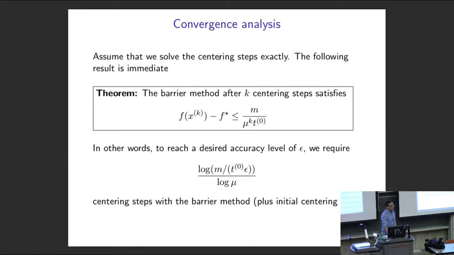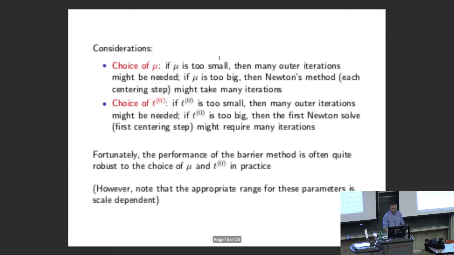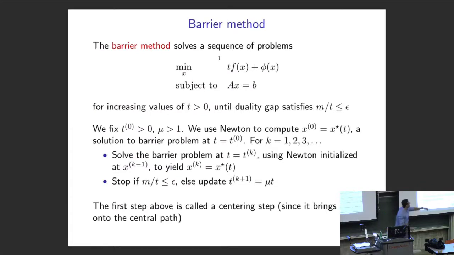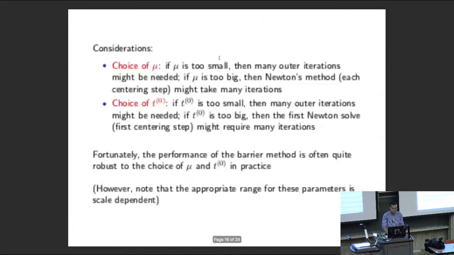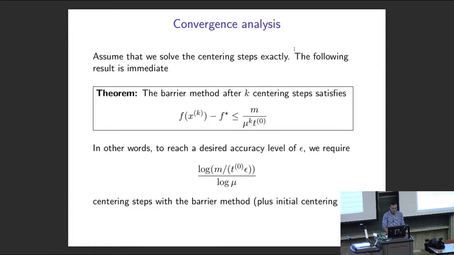Let's suppose that I can solve all of the centering steps. So that means each one of these Newton's method calls is done to exact optimality. So I run Newton until exact optimality. Of course, that's not going to be true in practice, right? I'm going to stop Newton at some point. But just for now, let's assume that every centering step is done exactly. Then the duality gap after k iterations is m over t. And what is t after k iterations? It's mu to the k times t0.